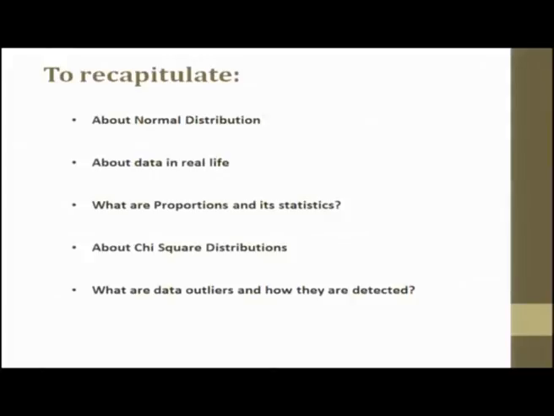Just to recapitulate, I discussed the normal distribution, then about the application of normal distribution in real life. I did some numericals, then I discussed the proportions and binomial distribution. Then we had some information on chi-square distribution to compare the variances of the sample and the population. Then we saw a rule to detect the outliers. So we will meet in the next lecture. We will discuss the statistical parts in metrology further.